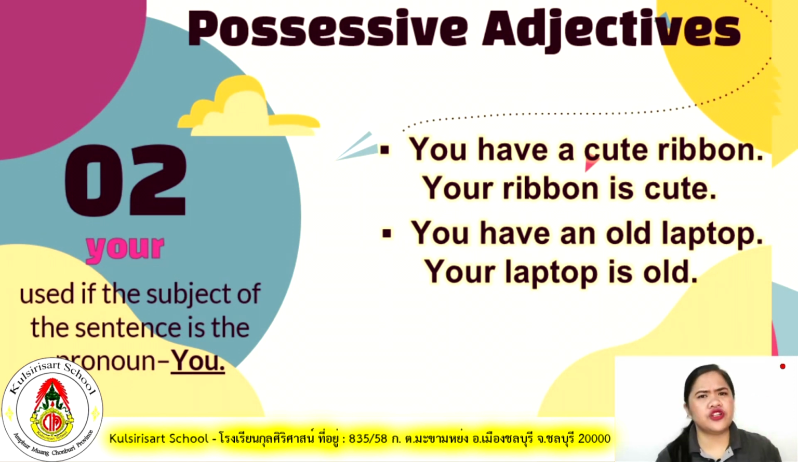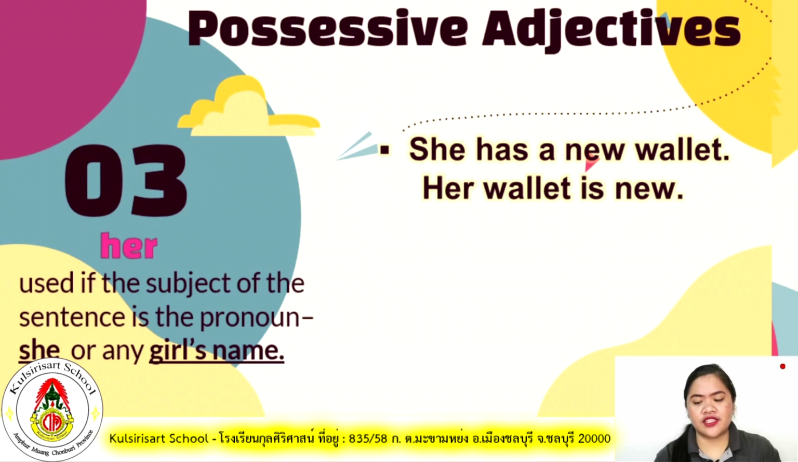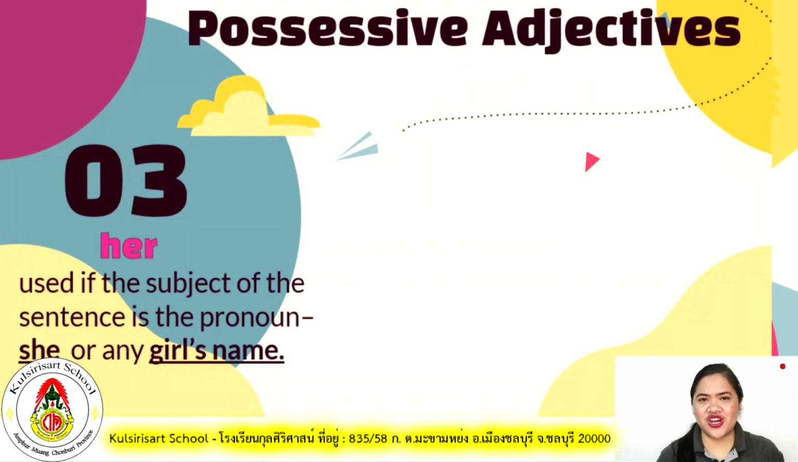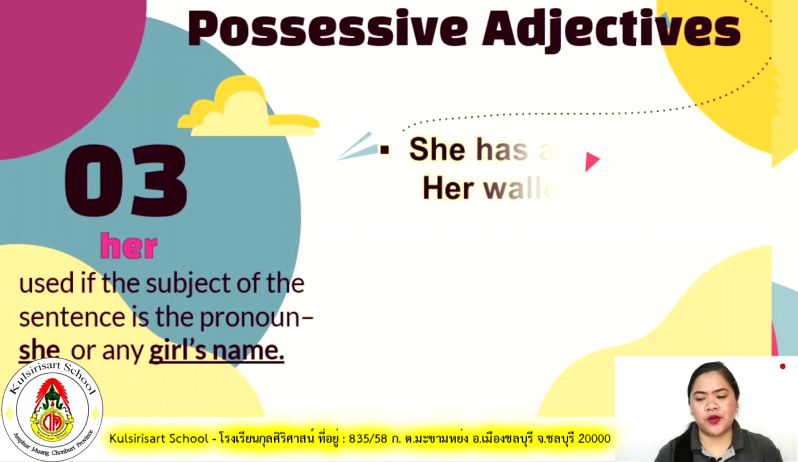How about the third possessive adjective? What do you think is the third one? Okay? The third one is the word her, which is used if the subject of the sentence is the pronoun she, or if it's not she, it can be a girl's name. Okay? Only one, either she or one girl's name.